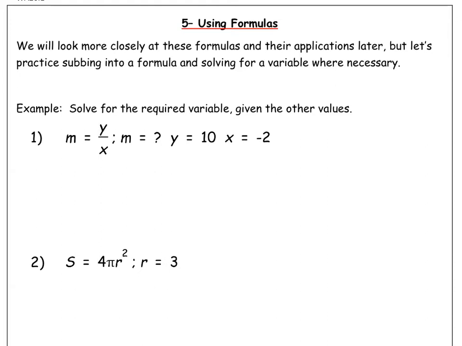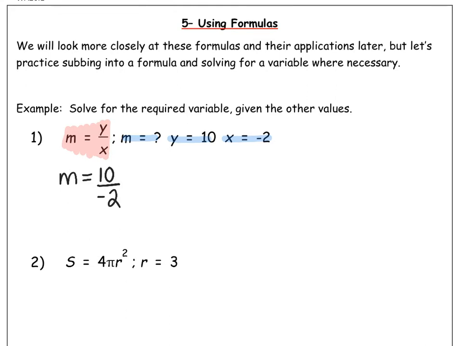So in this question, here's my formula. M is equal to y over x, and I'm asking for m, y is 10, and x is -2. So I'm going to substitute in for the equation. So we work downward. I don't know what m is, so I'm going to write m down where it is. And instead of writing a y, I'm going to write 10, because y is 10. And instead of writing an x, I'm going to write -2. So m is just 10 over -2.